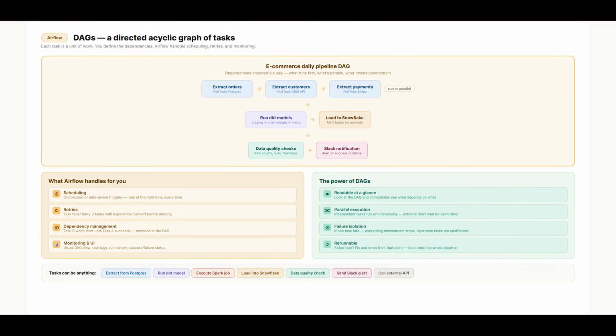The power of DAGs is that they encode your pipeline's logic in a way that's both executable and understandable. You can look at a DAG and immediately see this task depends on those two tasks. These three tasks can run in parallel. If this one fails, everything downstream stops.